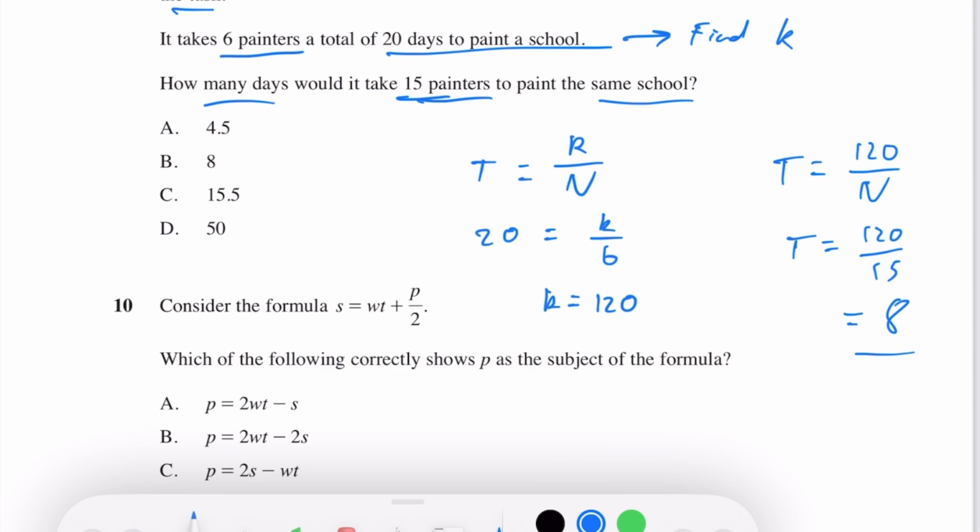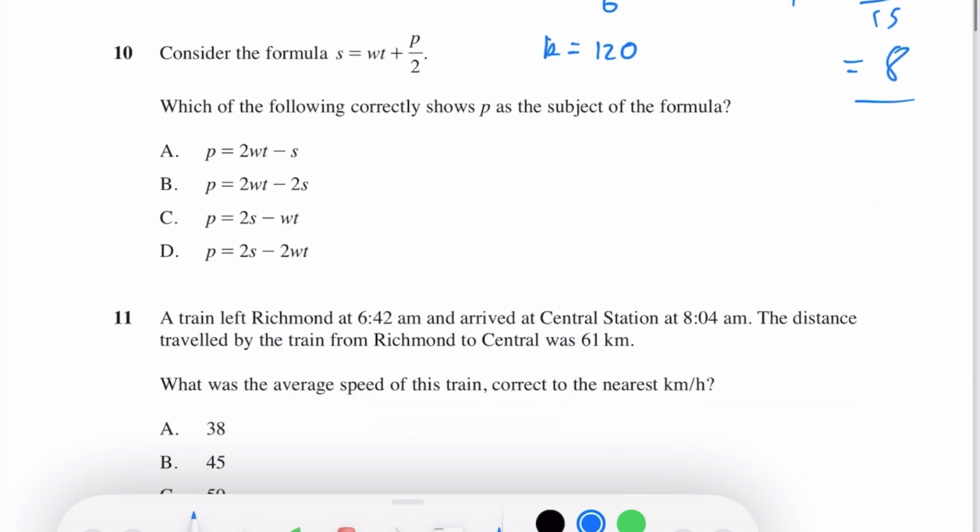So for question 9, B is your answer. Question 10, consider the formula S is equal to WT plus P on 2. Which of the following correctly shows P as the subject of the formula?